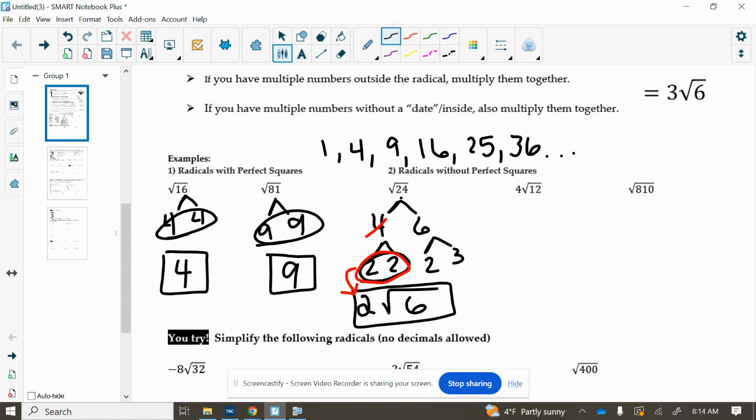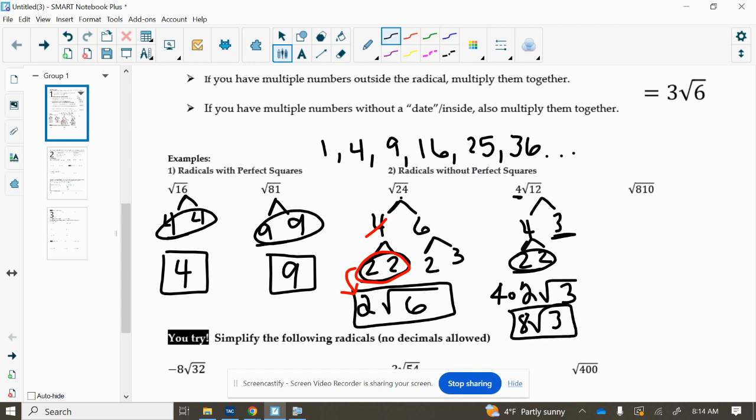12 also can be broken down to be 4 times a value, this time 3. Again, 4 is a perfect square. That pair of 2's move out. Now, notice we already had a 4 on the outside. Now we have this pair of 2's moving out. They'll get multiplied together, and then we are left with 3 on the inside. Final answer on this one, 8 square root 3.